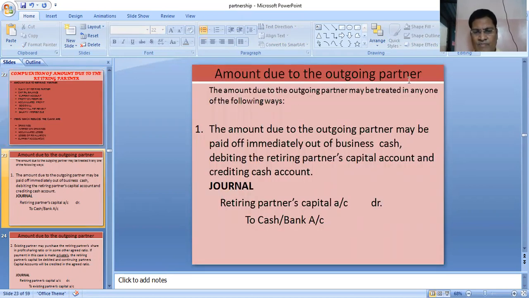Amount due to the outgoing partner. The amount due to the outgoing partner may be treated in any one of the following ways. There are three or four ways. Let's see number one. Amount due to the outgoing partner will be given then and there. In the capital account only, we will write To Cash or To Bank and the amount is paid.